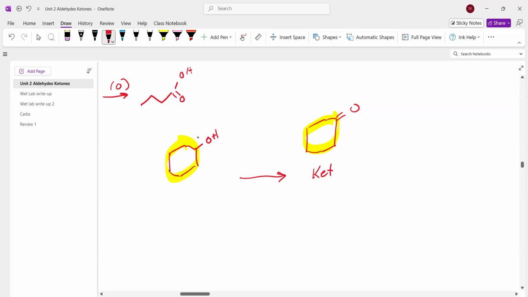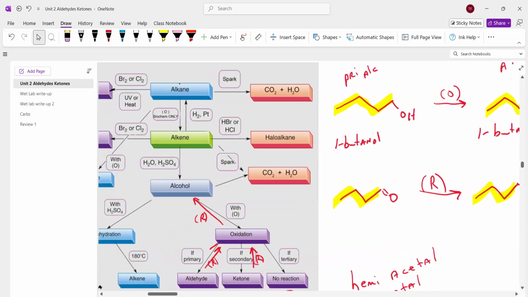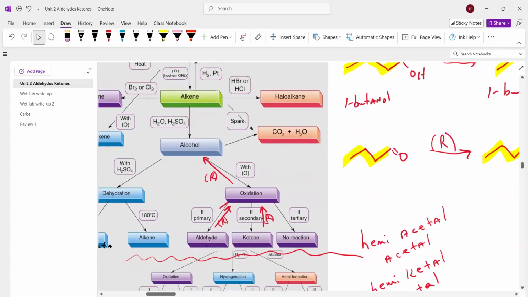So this is going to be cyclohexanol. This is going to be cyclohexanone. Right. So you have to identify, and then you can use your flow chart. How do we make the ketone? We just go backwards over to here. So we are oxidizing a secondary alcohol.